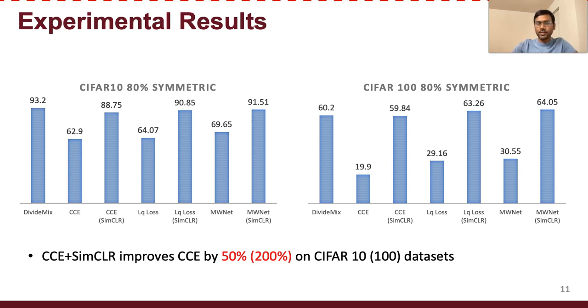So here in both datasets, CC, generalized cross entropy loss and meta weight net do not perform well when they are initialized randomly. But the performance improves significantly when you initialize with a simpler model. For example, optimizing cross entropy loss improves performance by 50% and 200% on C410 and C400 datasets. Also, meta weight net with the simpler initializer beats divide mix performance on C400 datasets and becomes much closer to the divide mix performance on the C410 datasets.